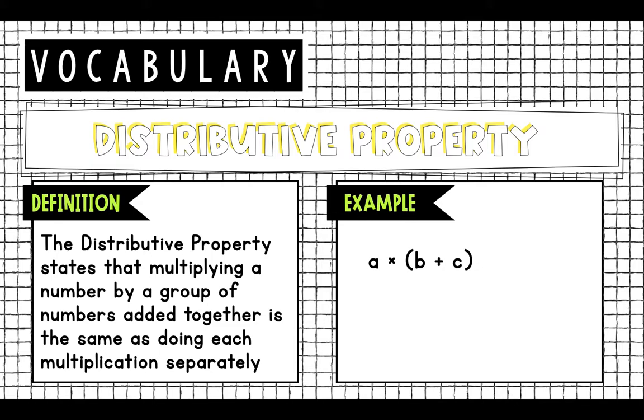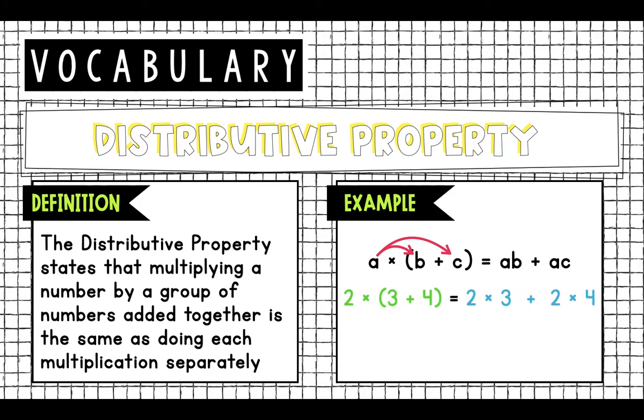So if I have A times the sum of B plus C, I could get the same result by distributing that A that's being multiplied to both the B and the C. So that means I would do A times B and A times C and then add them together. So it would look something like this. Let's look at another example to prove this.